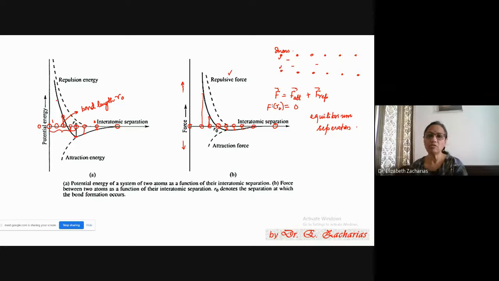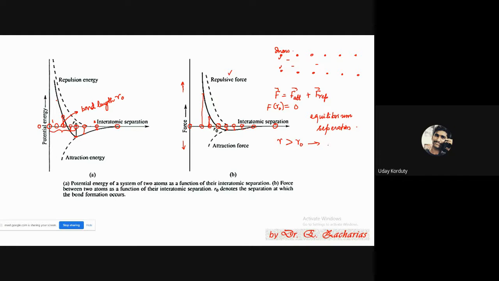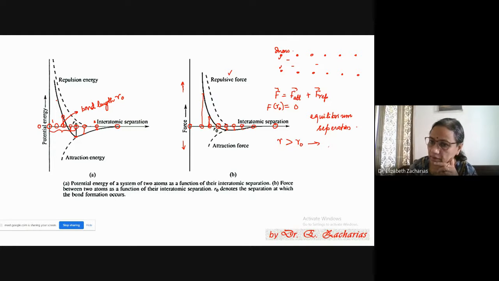For distances r greater than the bond length, which force will dominate? Which force is dominating? Attractive force. It's the attractive force that will dominate when r is greater than r naught. So I'm talking of this region. Here you see the net force is negative, so it is the attractive force.